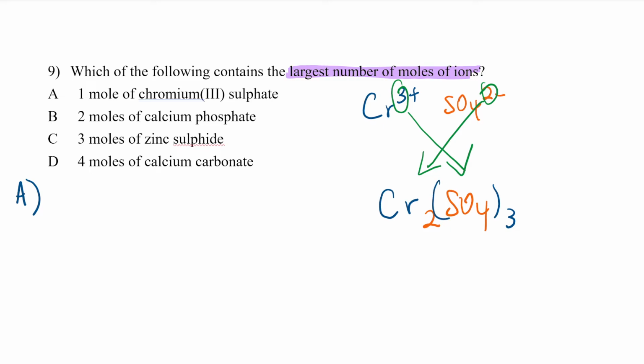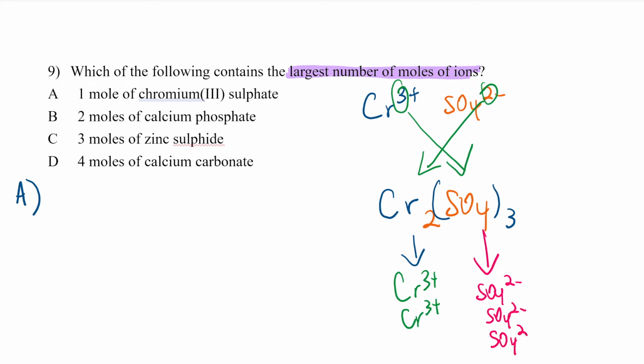So what does this mean? This means that I have 2 chromium ions, right? I have 2 chromium ions, and what does this 3 mean here? Obviously, it means that I have 3 sulfate ions. SO4 2 minus, SO4 2 minus, SO4 2 minus.